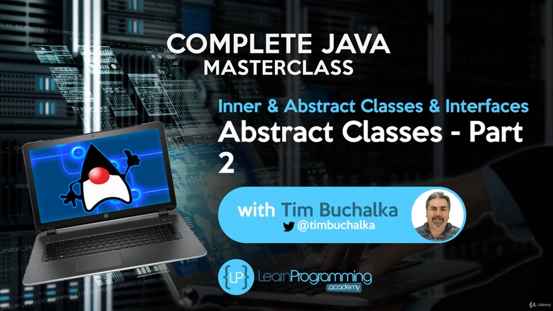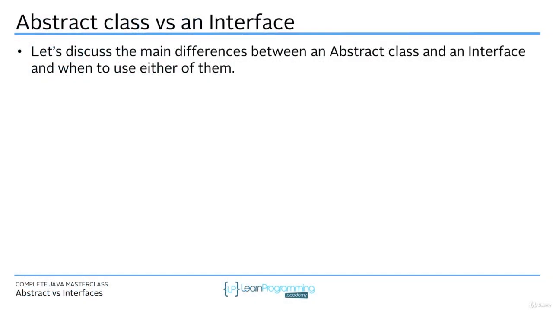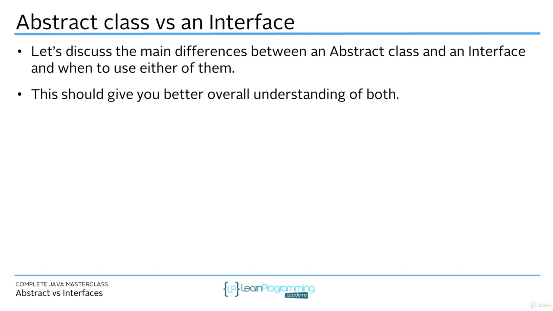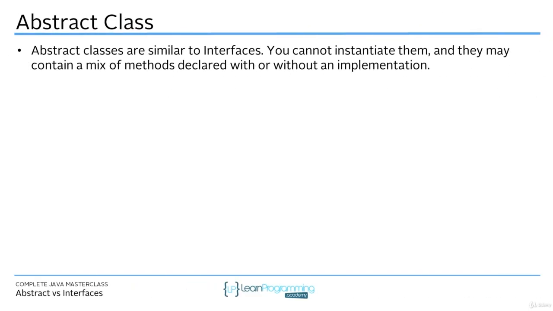All right, so let's discuss the main differences between an abstract class and an interface and when to use either of them. And this should hopefully give you a better overall understanding of both. So firstly, an abstract class. Well, these are very similar to interfaces. You cannot instantiate them, and they may contain a mix of methods declared with or without an implementation.